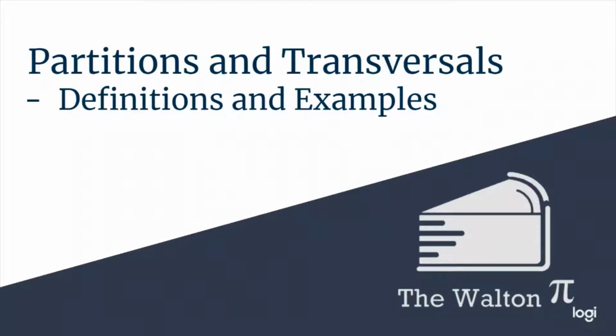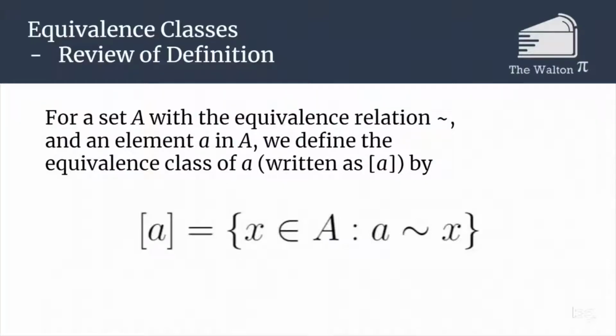Today we are going to talk about partitions and transversals. As a quick review, in our last video we talked about equivalence classes. So remember that an equivalence class is the set of elements that relate to some element A under a given equivalence relation.